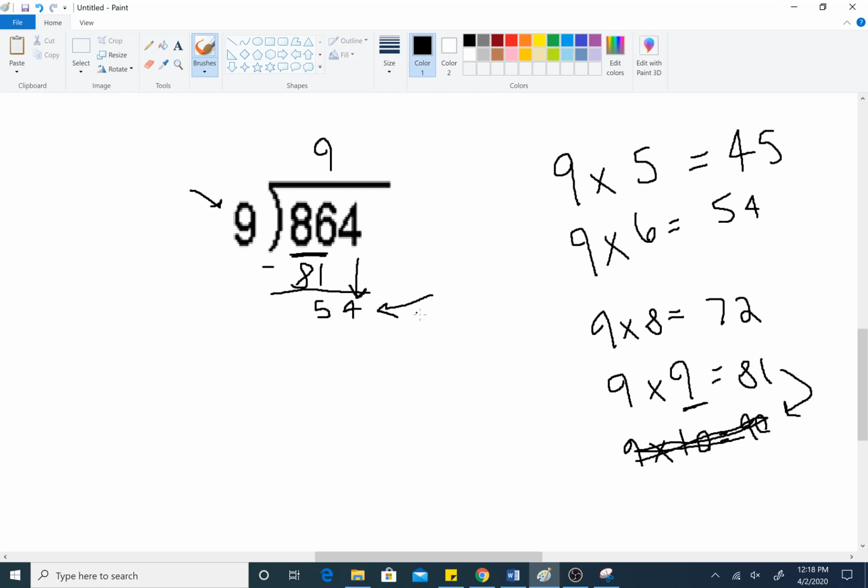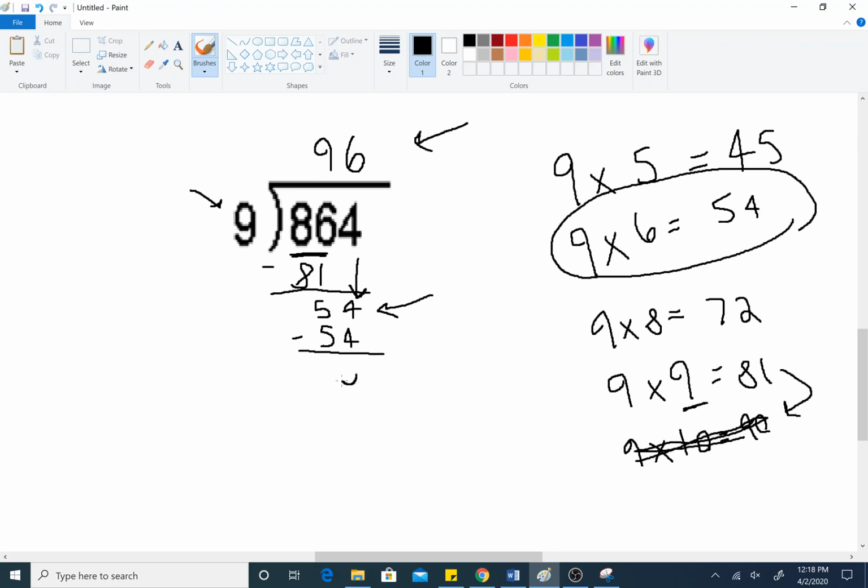So I say to myself, how many times does 9 go into 54? Well, look here, we already did it off on the side. 9 times 6 is 54. So I can write my 6 here above the 4. It's very important that you keep the order in these here. I do 9 times 6. 9 times 6 is 54. I subtract. 54 minus 54 is 0, okay?